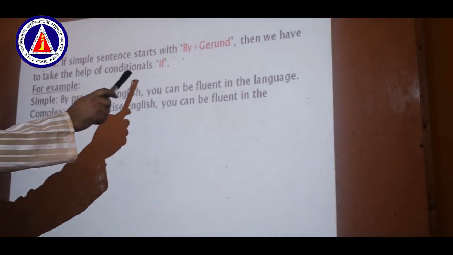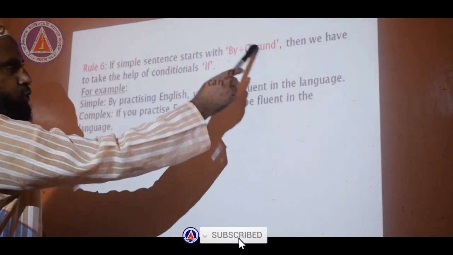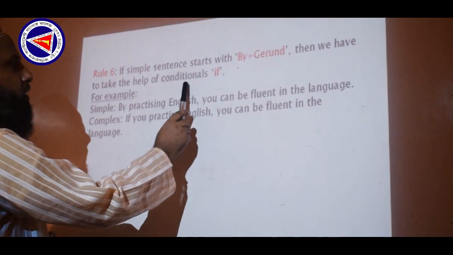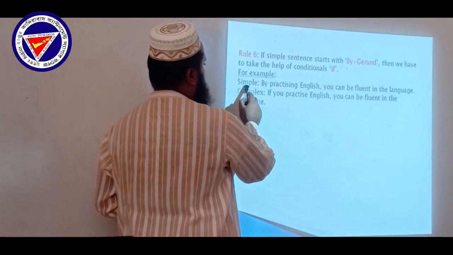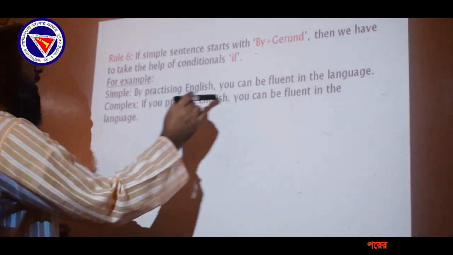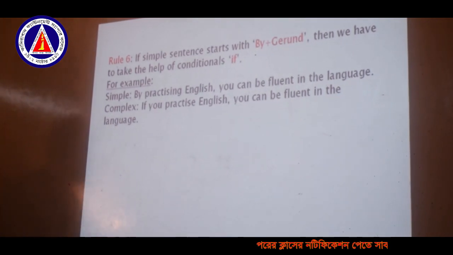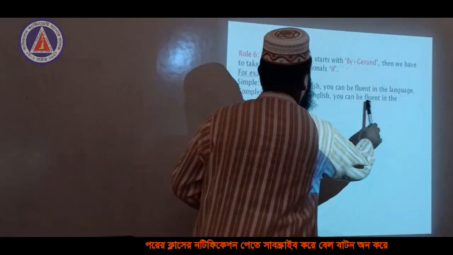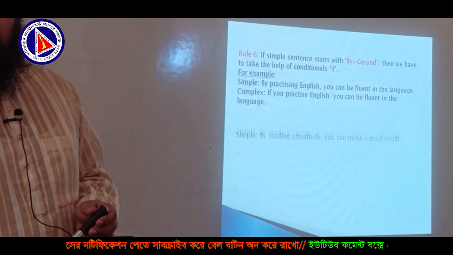If a simple sentence starts with by plus gerund, the first rule was only gerund, but now by plus gerund, then we have to take the help of conditionals if we know about the condition. So there is an example: by practicing English, you can be fluent in the language. That's why I have taken the help of if as conditional: if you practice English, this is a subordinate clause, and you can be fluent in the language. This is the main clause.